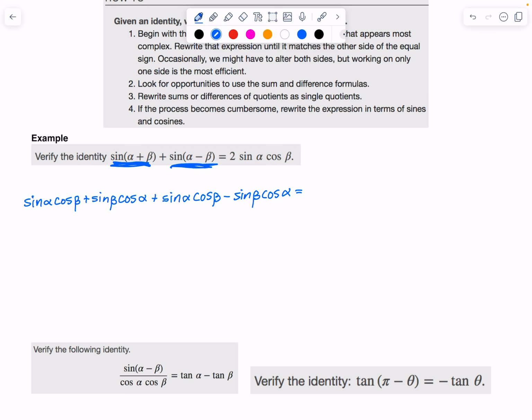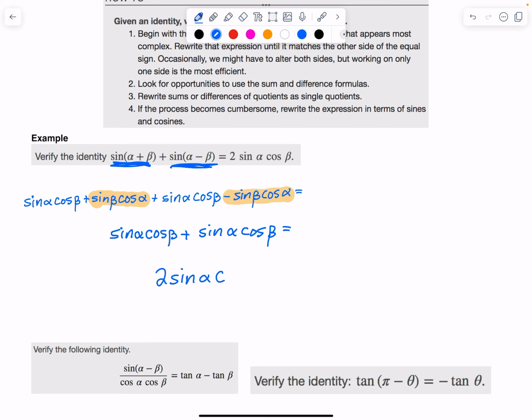Okay, working down now. Let's look here. We have this negative sine beta cosine of alpha. So I'm looking to see if we have a positive. We do right there. It's gone. So I would have then sine alpha cosine beta plus sine alpha cosine beta. And notice those are the exact same thing. So when I have something plus something of the same thing, I get two of them. Sine alpha cosine beta. And we proved it. Okay, so not so bad. It's just using the formula and things cancel out.